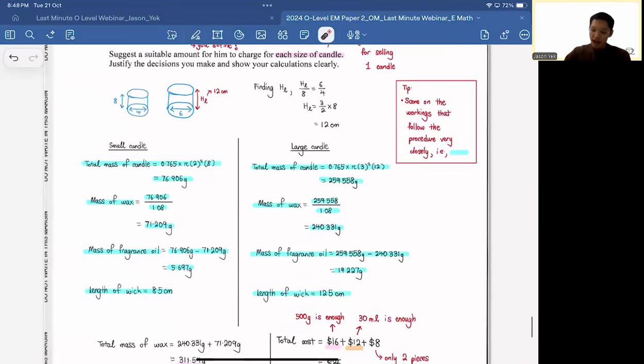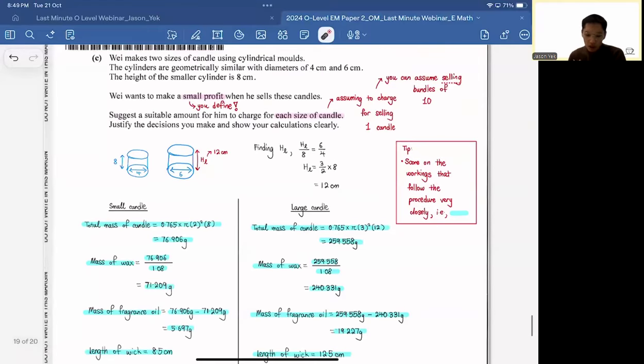If you look at the highlight and this tip over here, you will just need to score on the workings that follow the procedure very closely, and the majority of your marks will be there. What do I mean? If you take a close look here, in order to know a suitable amount for him to charge, he will actually need to know. I know the questions are coming, not to worry, I'm aware. Just let me finish up first before I answer.